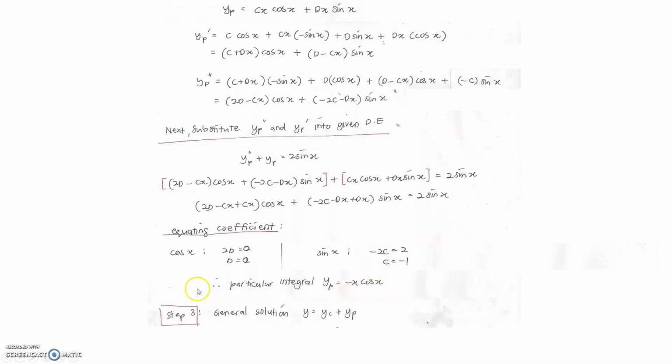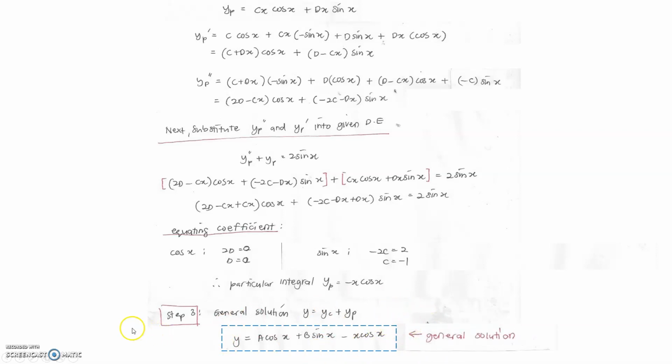And then the final one, the general solution for the ODE, is y equal to yc plus yp. My yc is equal to a cos x plus b sin x, and yp is negative x cos x. So this is your general solution to the ODE. Okay, so that's all from me. Thank you for watching.